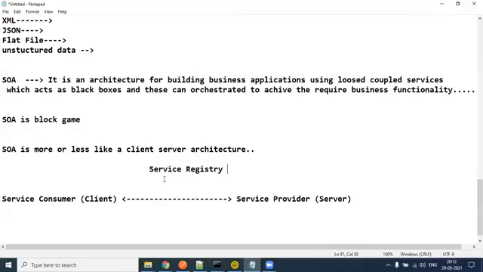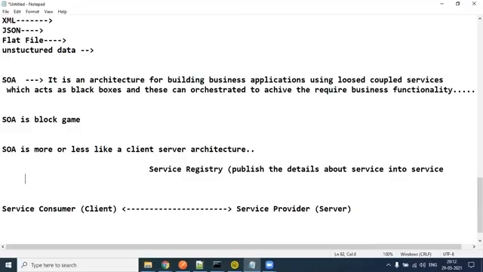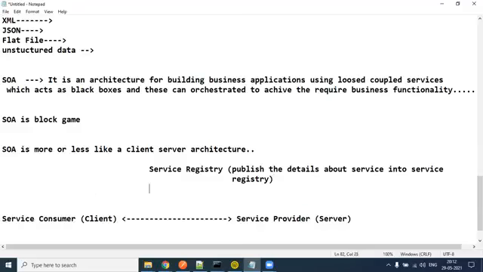So the point I'm trying to say: when a service provider is not sure about the service consumer, the service provider will go and publish the details about the service into a service registry, so that people can come and see the service registry. A service registry is like a marketplace.